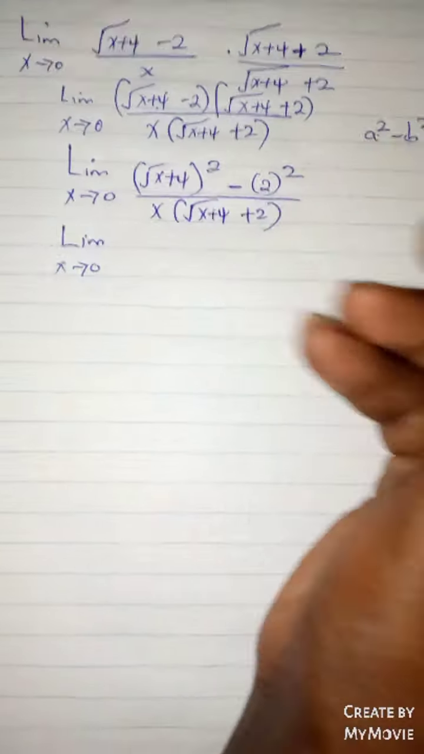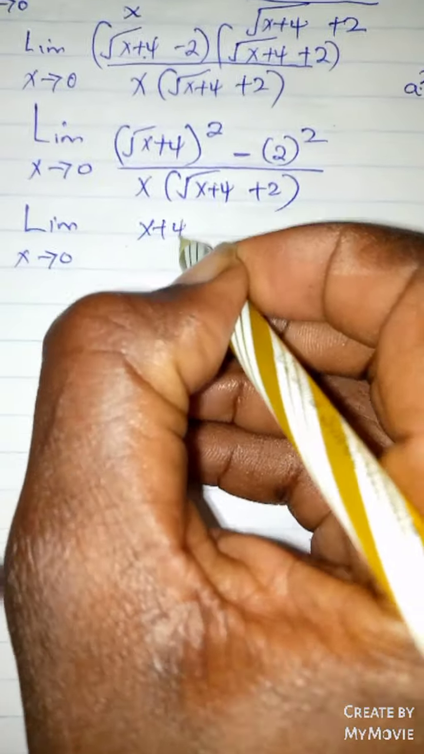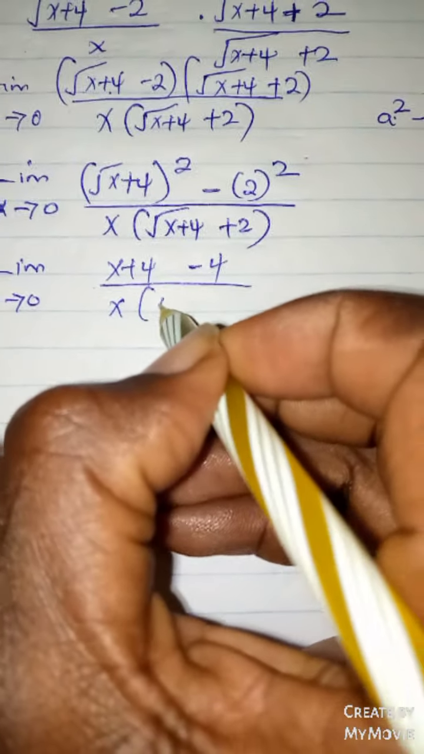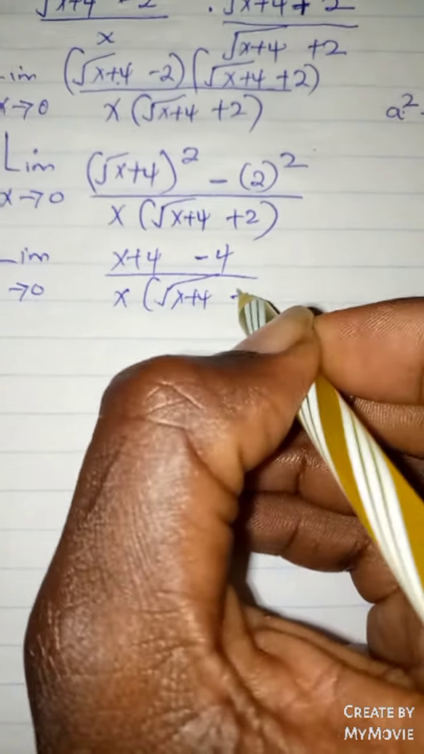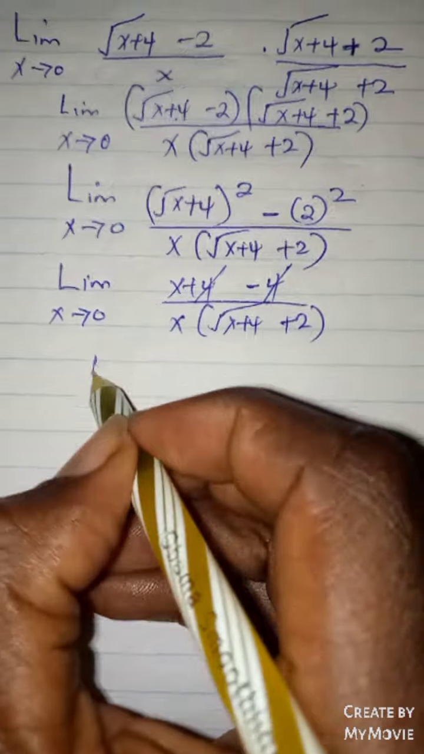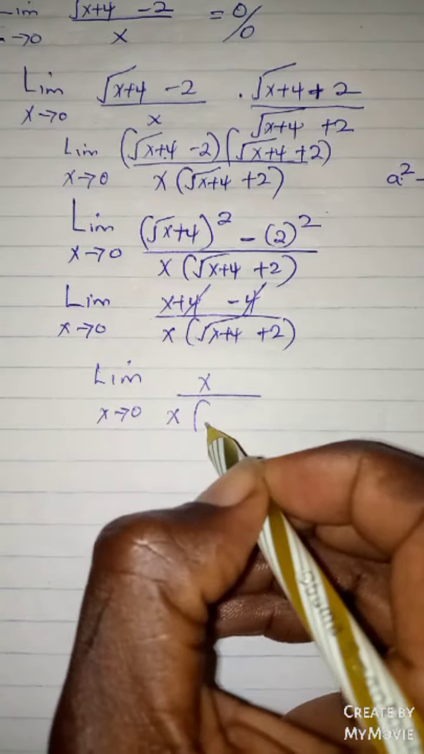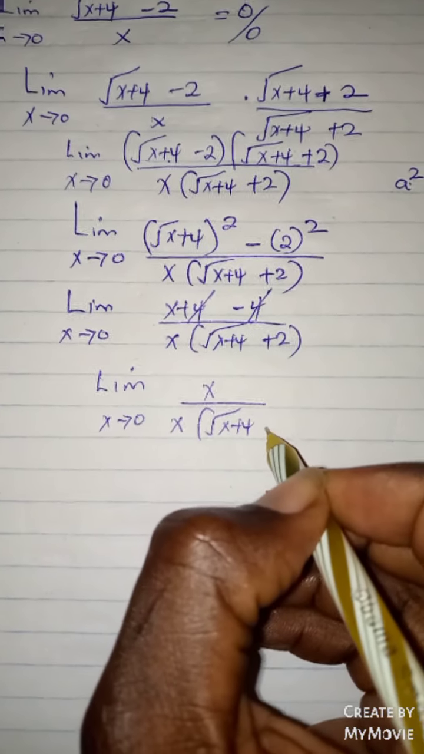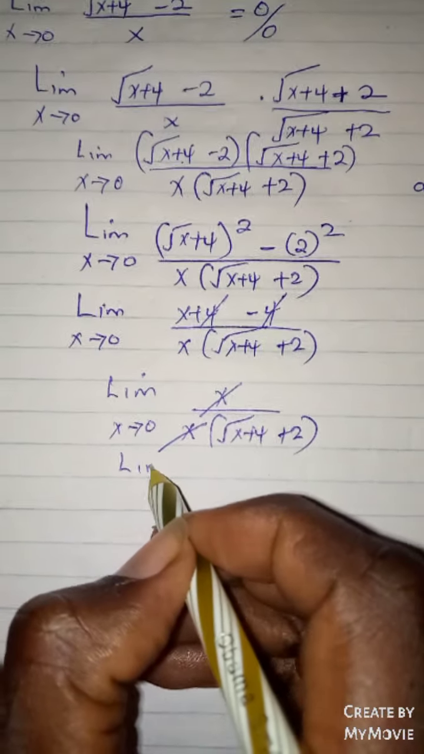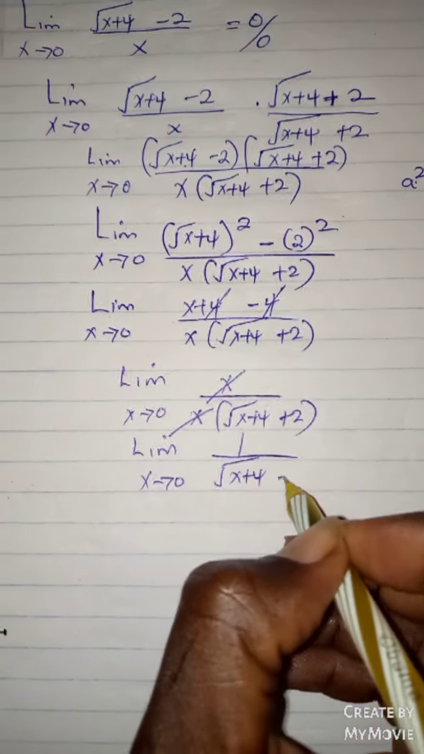When you remove the root, the square goes with it, and you are left with x plus 4, then negative 4, over x times the root of x plus 4 plus 2. This will go with this, leaving the limit as x approaches 0 of x over x times the root of x plus 4 plus 2. We cancel the x values, and are left with the limit as x approaches 0 of 1 over the root of x plus 4 plus 2.